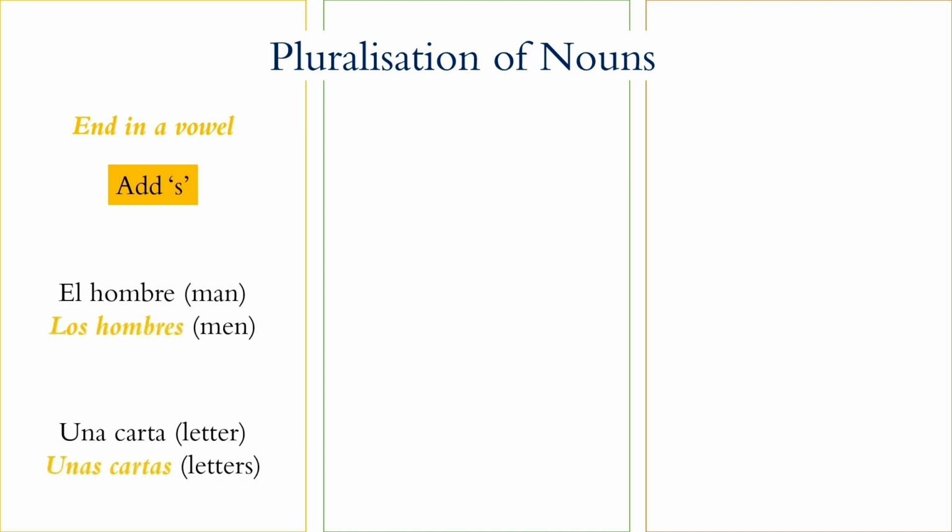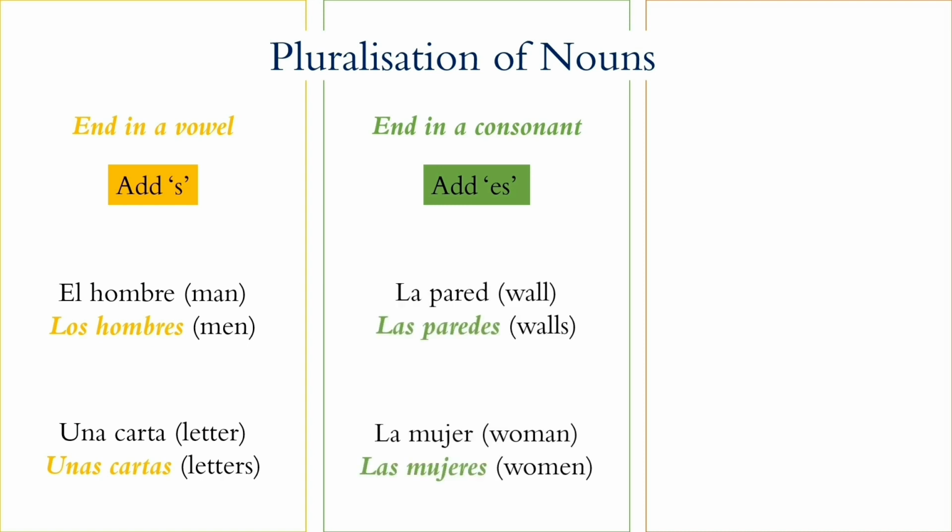Now let's look at making nouns plural, and in Spanish this is really easy. Nouns which end in a vowel simply add s to make them plural. So hombre changes to hombres and carta changes to cartas and so on. Nouns that end in a consonant add es to make them plural. So pared changes to paredes and mujer changes to mujeres.